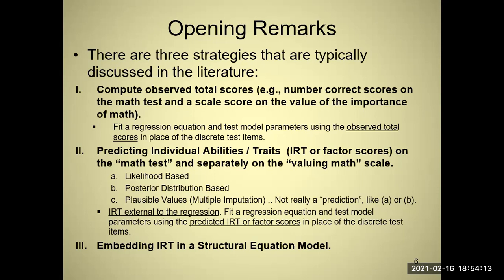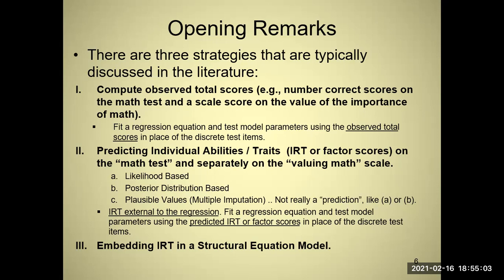The second approach that's picked up in some areas of social science research is predicting individual abilities or trait scores, either IRT theta scores or factor scores in a factor analysis, on the math test and separately on the valuing math scale. And so then what you would do is fit an external regression. This was found for some period of time, actually in the 1990s. You'll see some literature in the 1980s, to the 1990s, beginning of 2000, you'll see large data files in which are the predicted ability or trait scores.